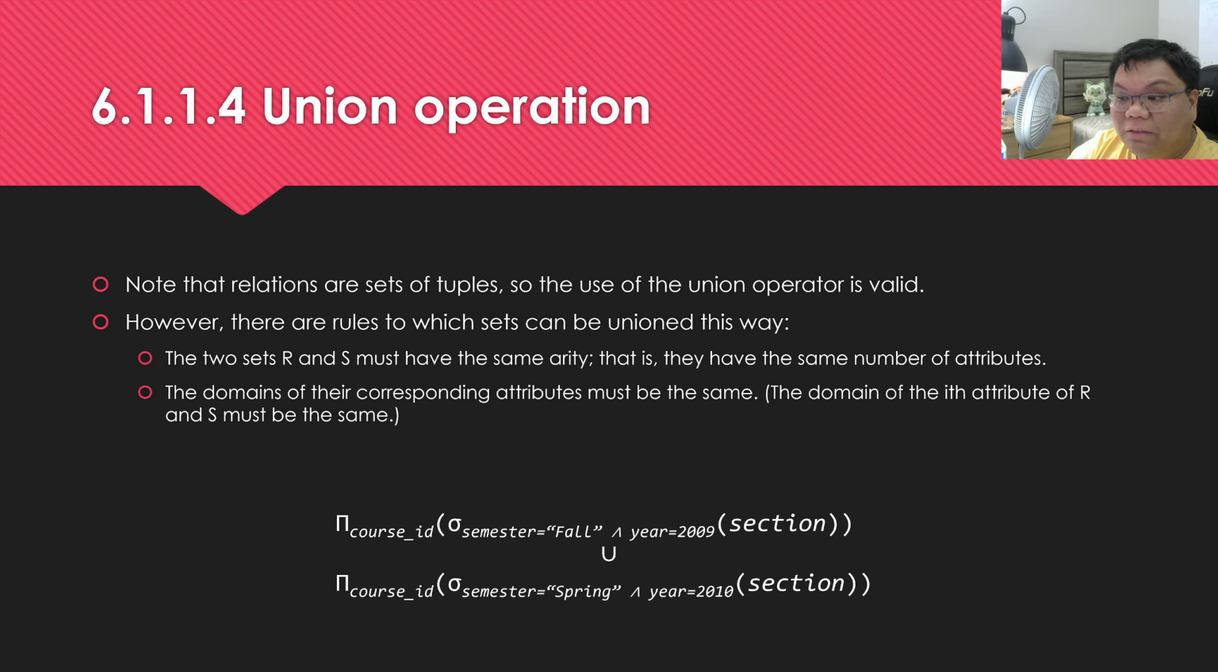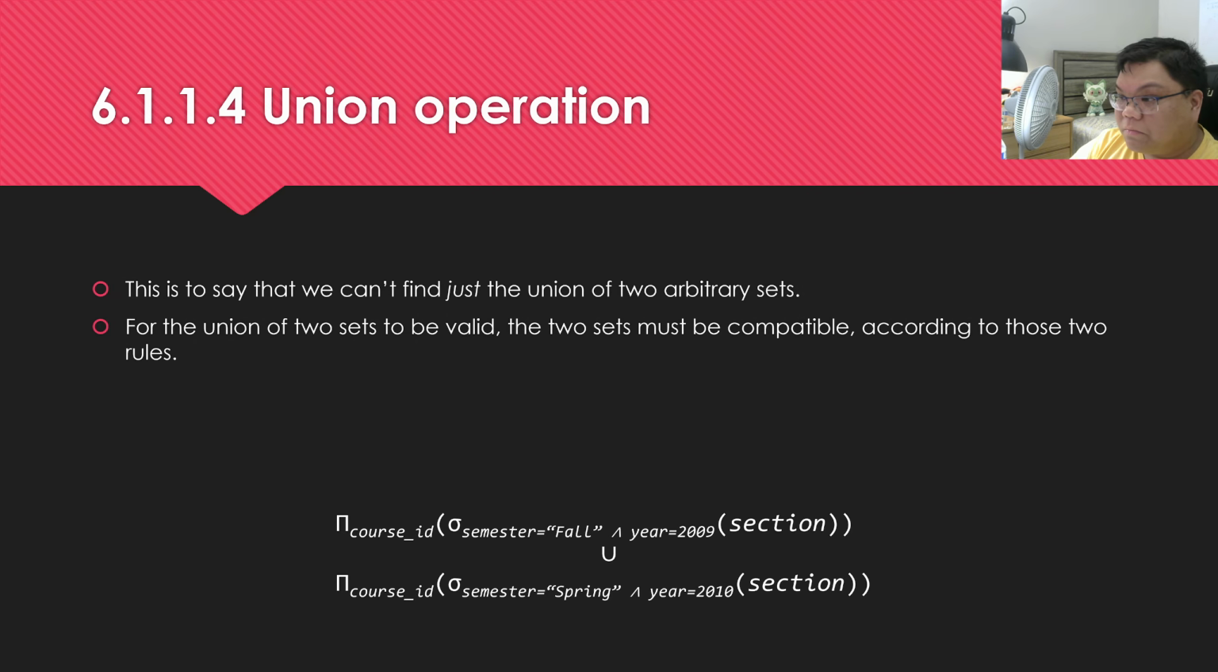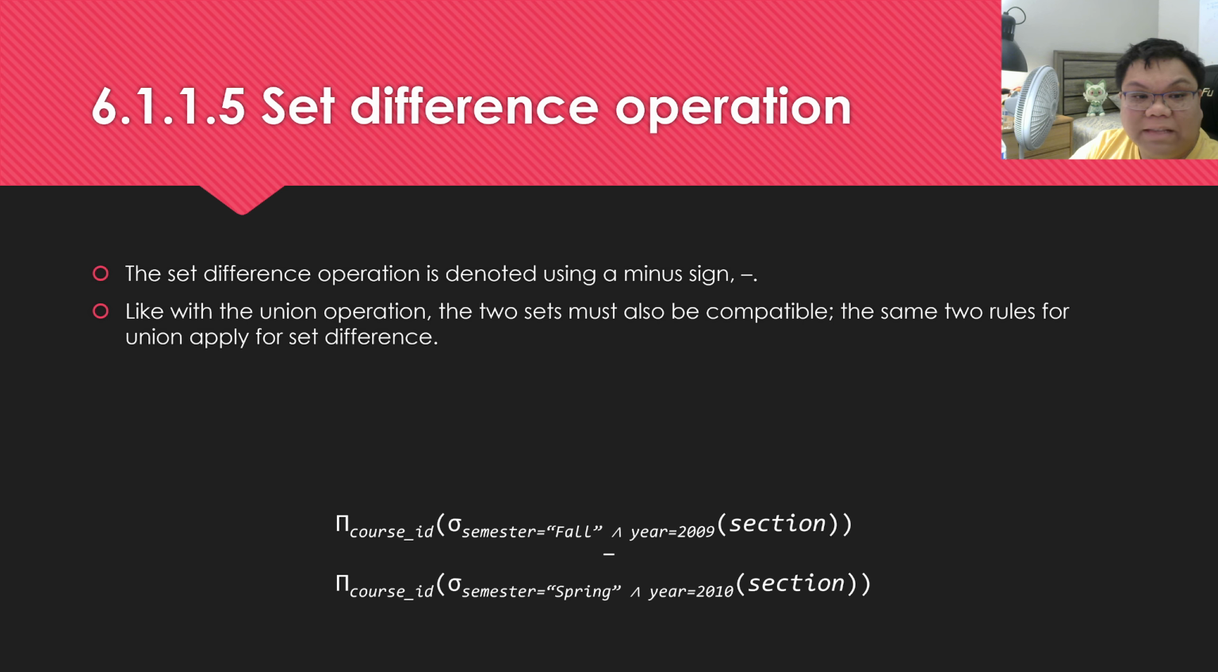So if we have the same number of attributes, and all those corresponding attributes have the same domain, it is then valid to find the union of these two expressions. The same is true for set difference. Set difference is the set of all objects in the first set that don't appear in the second set.